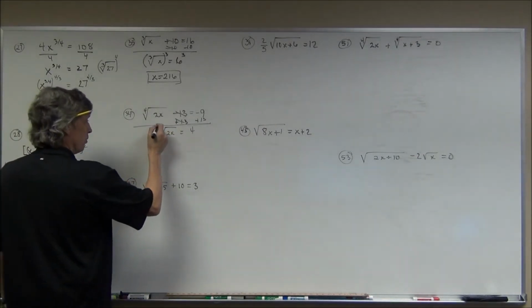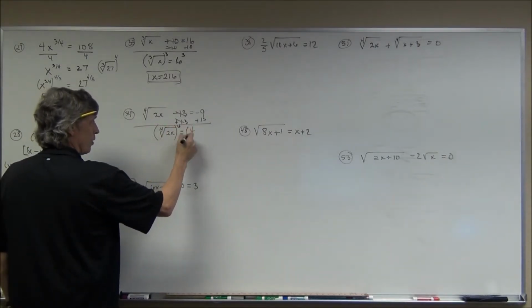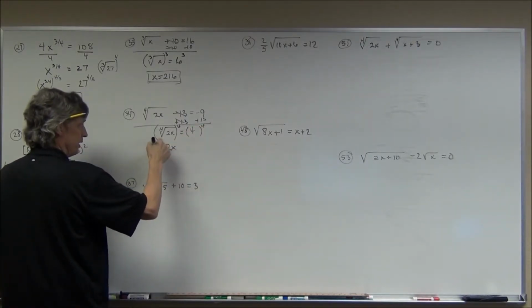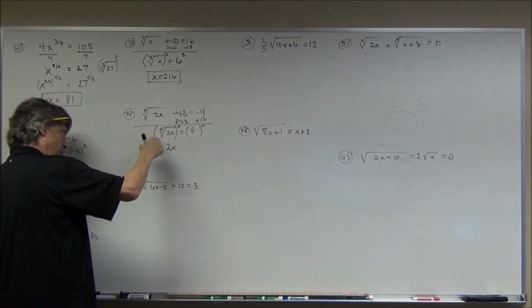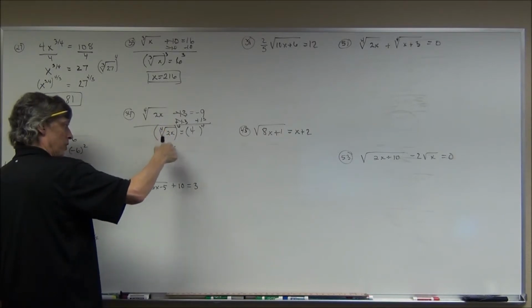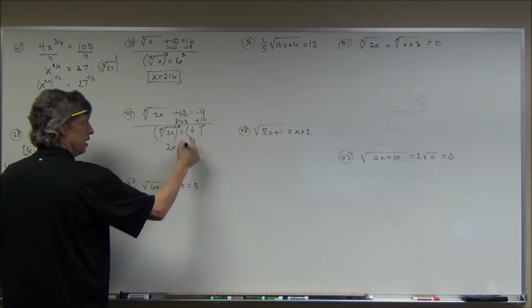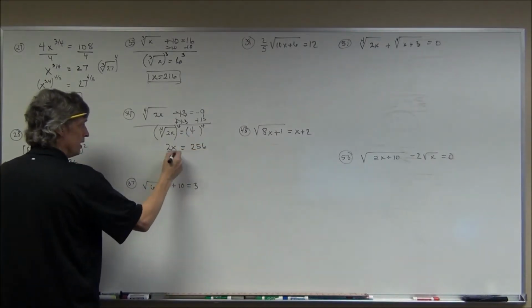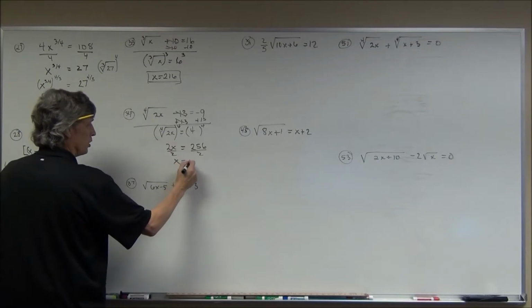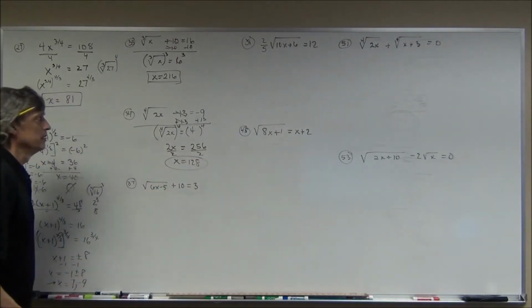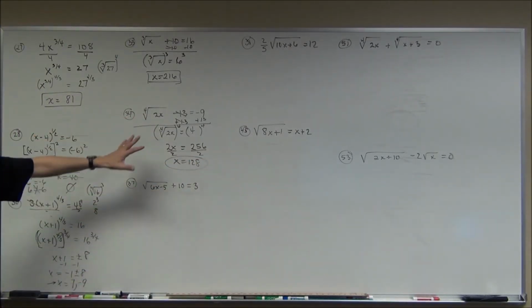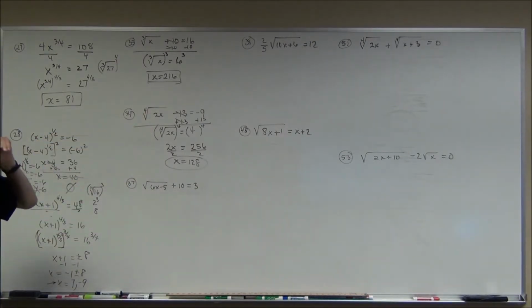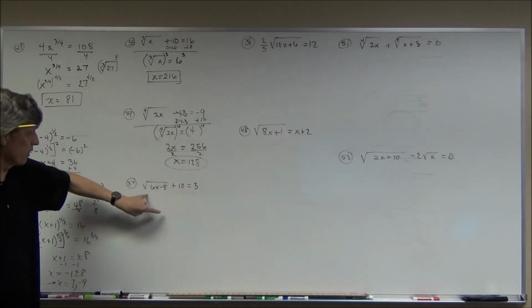So now I'm going to raise both sides to the fourth power, whatever the index is, and I get 2x, because when you raise a fourth root to the fourth power, they're inverses, they undo one another, you just get the radicand 2x. 4 times 4 times 4 times 4 is 256. Divide by 2, 128. There's my answer. If you're not sure or you don't believe me, you can plug back in and check.